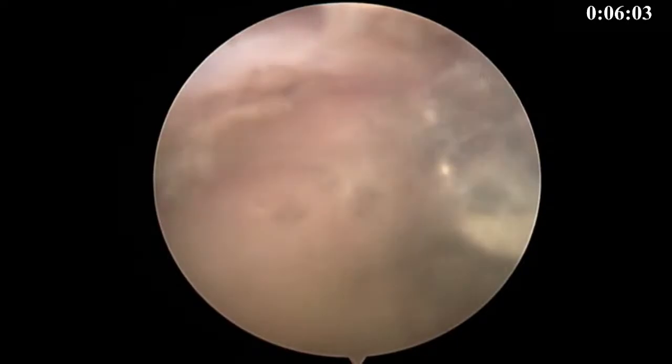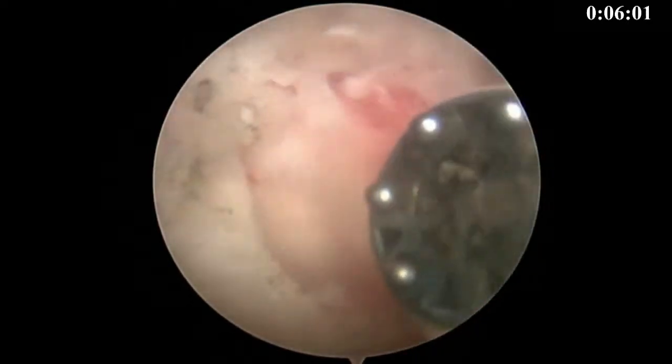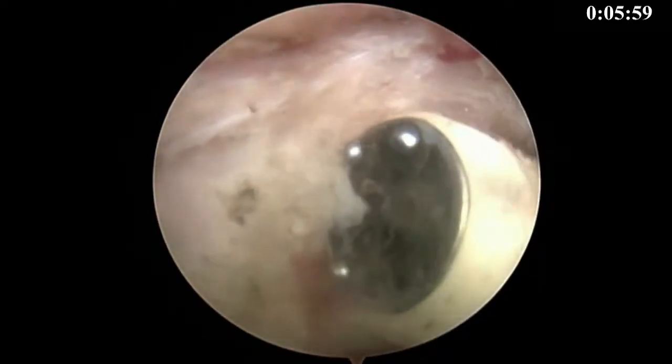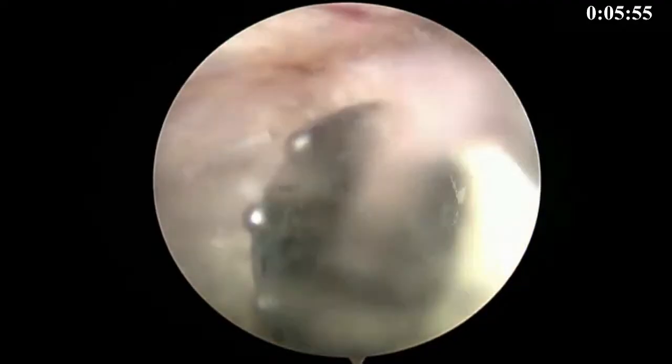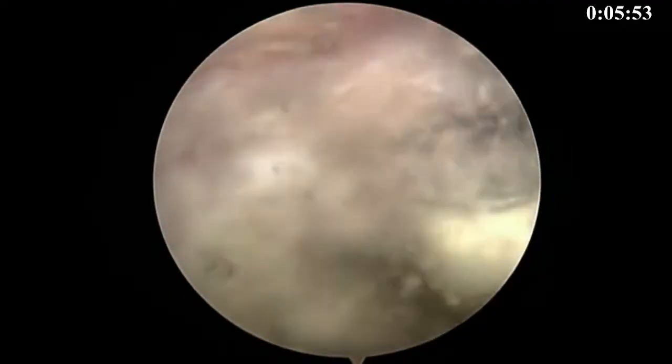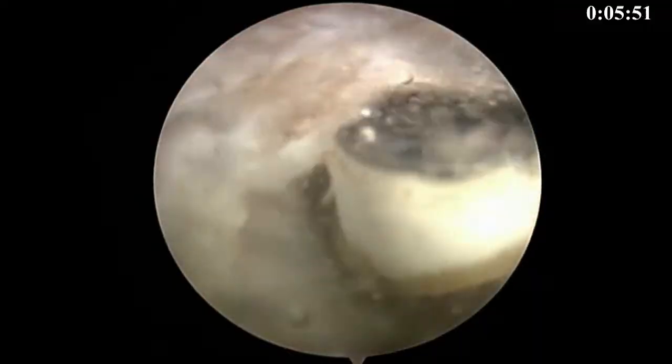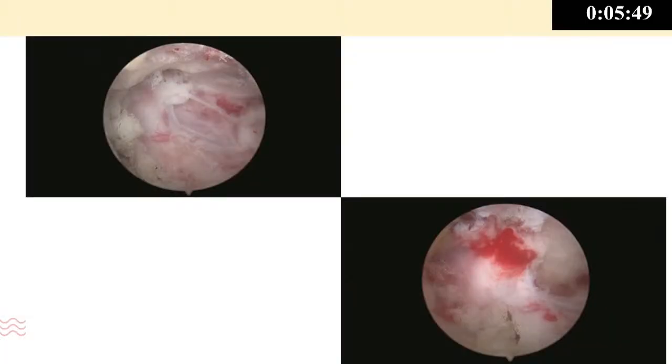So here you can see we are taking care of the tissue with an ablator and exposing the lamina. This is the lamina, and we'll see the caudal edge of the lamina where the flavum can be exposed, and from there the drilling can start. This is the spinal laminar junction over here. This is the edge of the lamina, and we have the flavum exposed here. So this is where we actually start the drilling process.